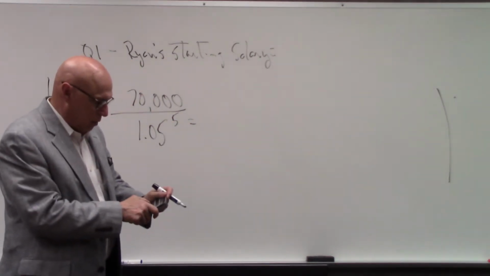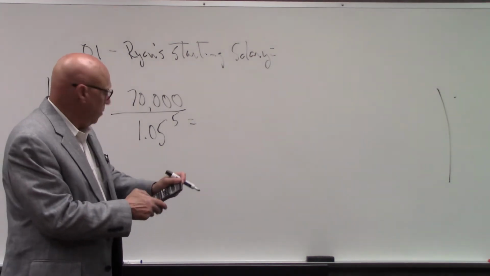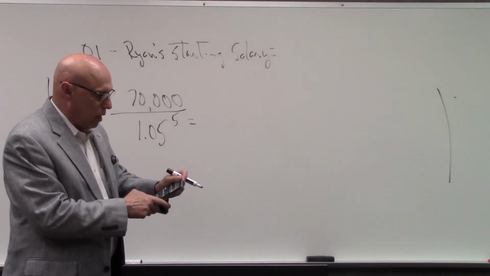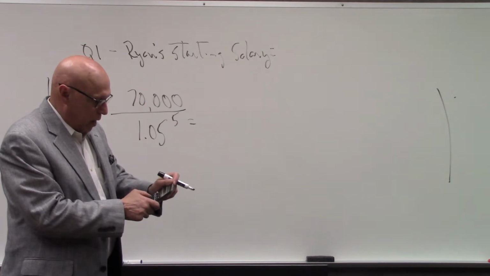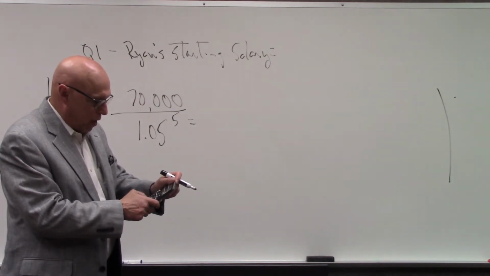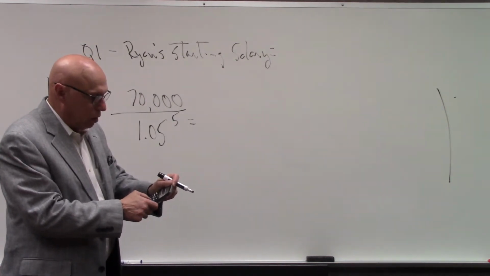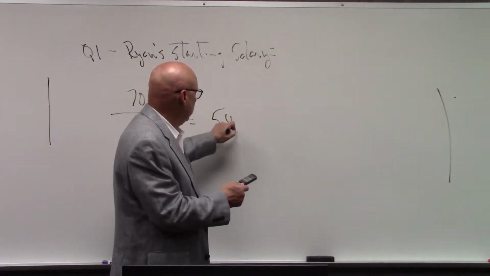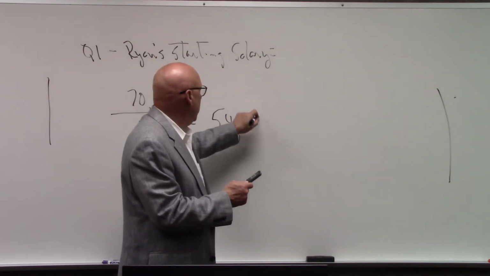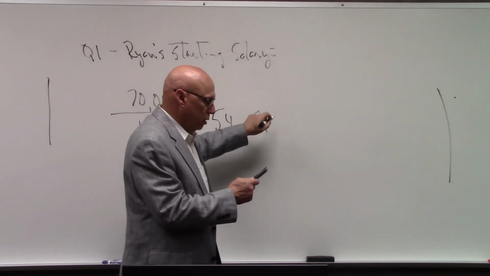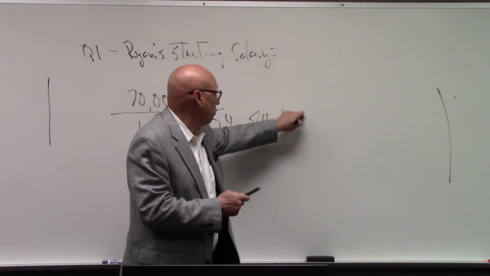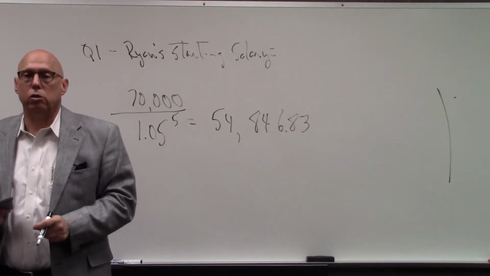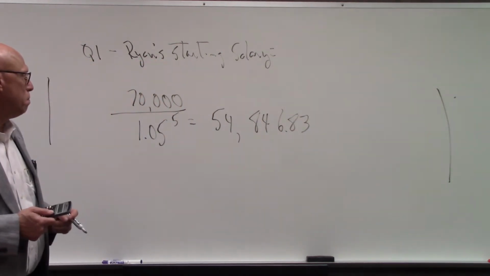So let's clear this calculator out. 70,000 divided by, open paren, 1.05 y^x 5, close paren, equals, and you get 54,846.83. That was Ryan's starting salary.